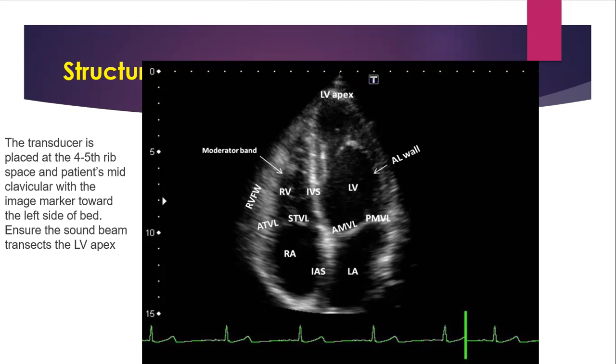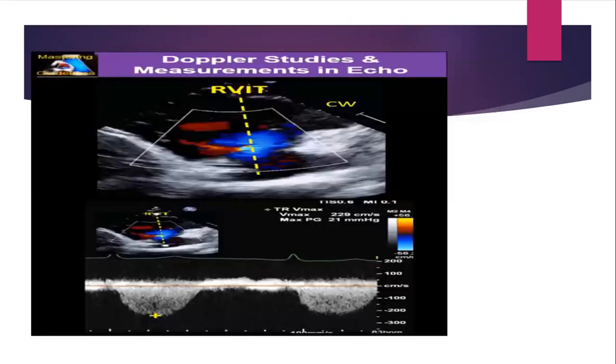Remember that in ultrasound, the image is a mirror image. That is why you see the heart upside down. The apex in a normal person is on the lower side, but in an ultrasound it is on the top. That principle we should always remember.